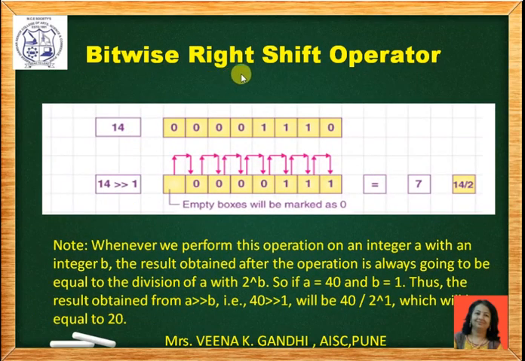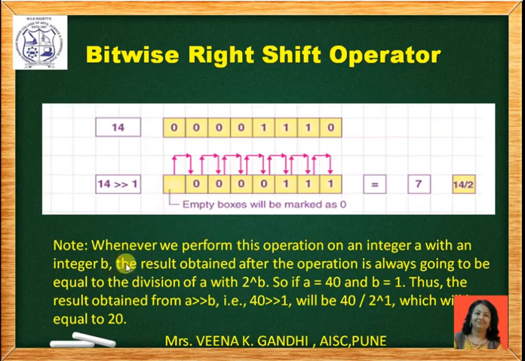Now the bitwise right shift operator. In this we shift the bits to the right side. For example, suppose 14 right shift by 1 bit position. In this case, the LSB bit is vanished and a vacant bit is added at the MSB position. So this 0 will be vanished and 1 will be shifted to the right. This 1 will be shifted to here, like this, and the MSB vacant bit is filled with 0.